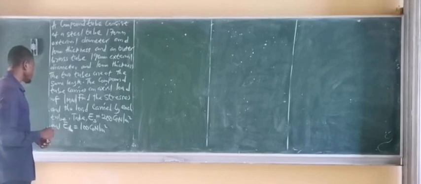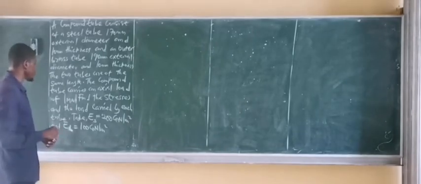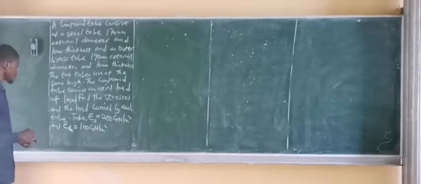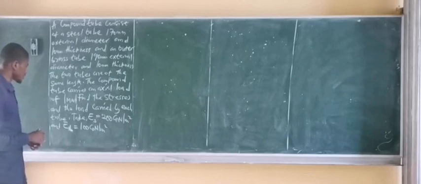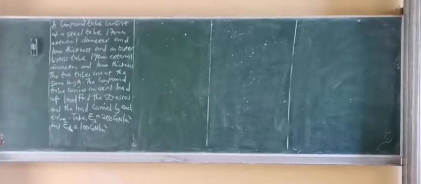The compound tube carries an axial load of 1 meganewtons. Question says, find the stresses and the load carried by each of the two. Take Young's modulus of steel as 200 kilonewtons per meter square and Young's modulus of brass as 100 kilonewtons per meter square. Okay, so we have the bars in this case, what?